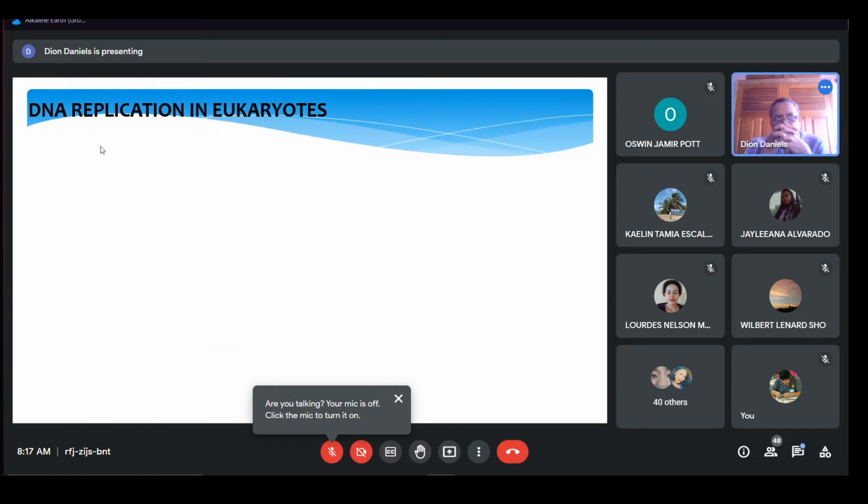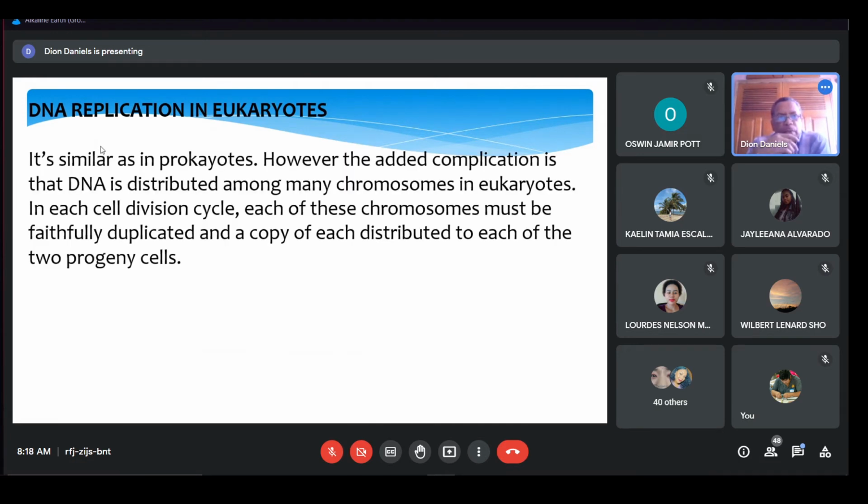So let's look at DNA replication in eukaryotes. Remember, we said that DNA replication in prokaryotes is relatively simple because we're talking about one circular DNA molecule, which proceeds in both directions until you reach the terminus and you end up with two molecules. DNA replication in eukaryotes is similar as in prokaryotes. However, the added complication is that DNA is distributed among many chromosomes in eukaryotes. In the case of human beings, you have DNA distributed along all 46 chromosomes.